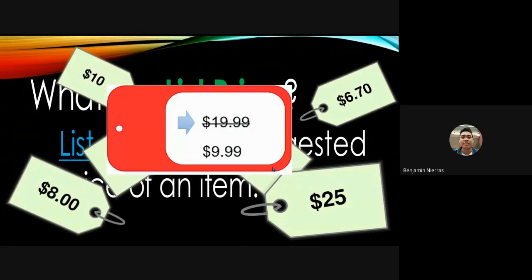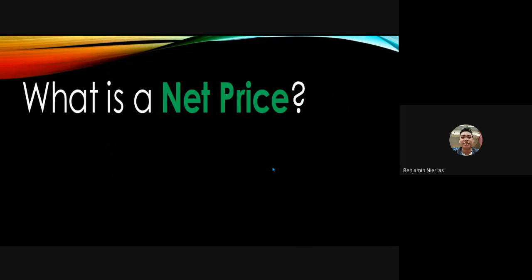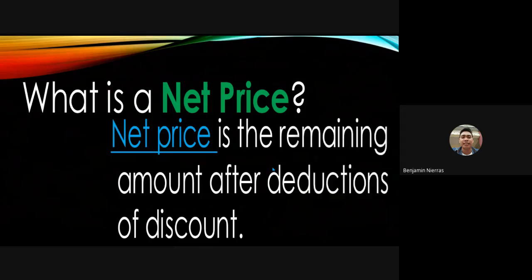So, our example a while ago, the list price is the price before, which is $19.99. What about the $9.99? That is the new selling price, which is what we call net price. So what is a net price? Net price is the remaining amount after deductions of discount. No, after deduction of discount, that is the net price.